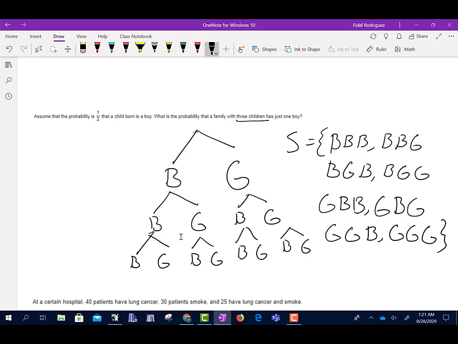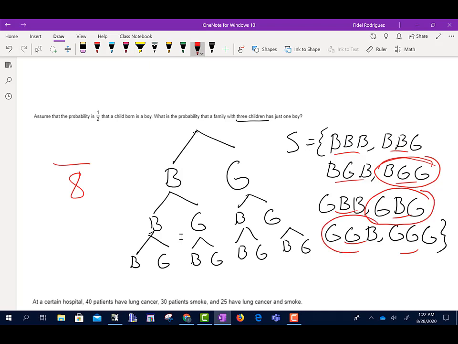So, how many are in my sample space? 1, 2, 3, 4, 5, 6, 7, 8. So I know my probability is going to be out of 8. And it says, what's the probability that a family with 3 children has only one boy? So here's one boy. Here is one boy. And here is one boy. So 3 out of the 8 would be the probability of having a family that just has one boy, right?